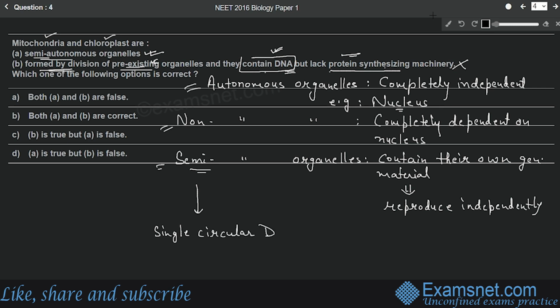circular DNA plus they have 70S type of ribosome. And we know that ribosome is the organelle that helps in the synthesis of protein. So we cannot say that they lack protein synthesizing machinery because this ribosome will help in synthesizing protein. So only the first statement is correct. A is correct, but B is false. So the last option, option number D, will be correct, that A is true, but B is false.